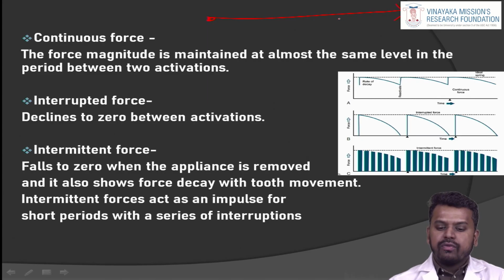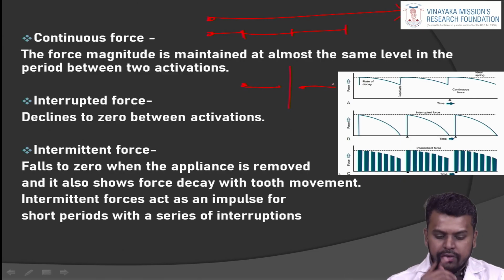Interrupted forces are forces that start at one point and go, stop, and start again, stop and start again. This is known as interrupted forces. Whereas intermittent forces start, go, have a break for some time, and then start and go again. This is known as intermittent forces.